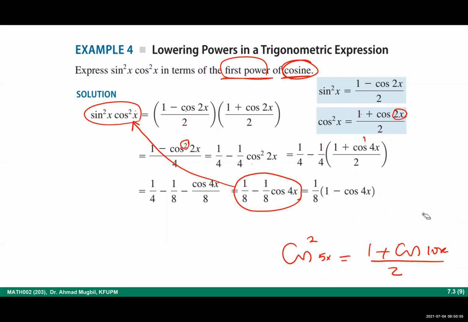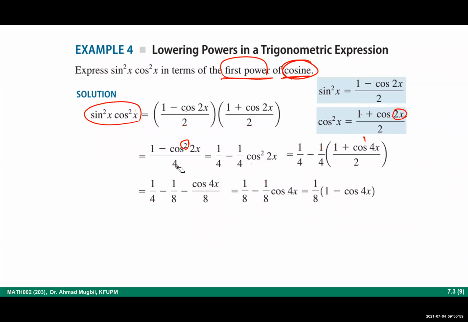This is method number 1, ya Shabab. There is another method, but I don't know if you are going to think about it or not. This one is natural, ya Shabab. I think all of us will think about this one. But there is an easier one. But there is a trick at the beginning.